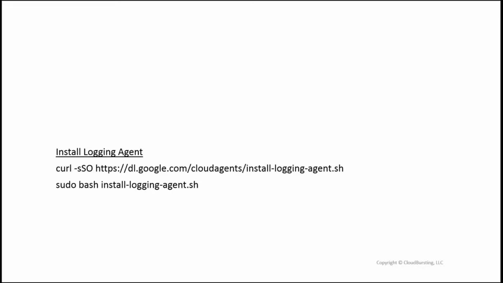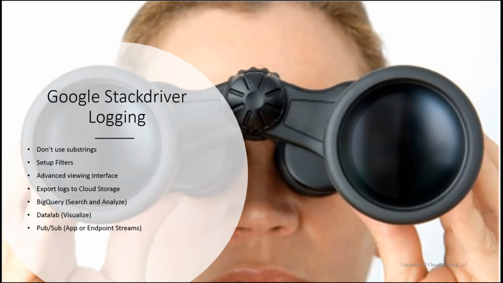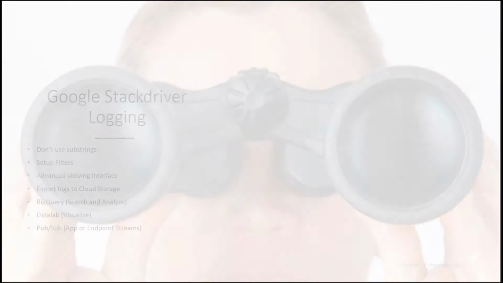Here's a command to install the logging agent. Now, a couple of things with logging. You don't generally want to use substrings; don't try to make it more complex than needed. Set up filters, basically a search for what you need. This will minimize a lot of issues. If you want to search and analyze, export to Cloud Storage, and then use BigQuery to search and analyze. You could also visualize this with what's called Cloud Datalab. And if you want to create a stream to document this to other services, use Cloud Pub/Sub.